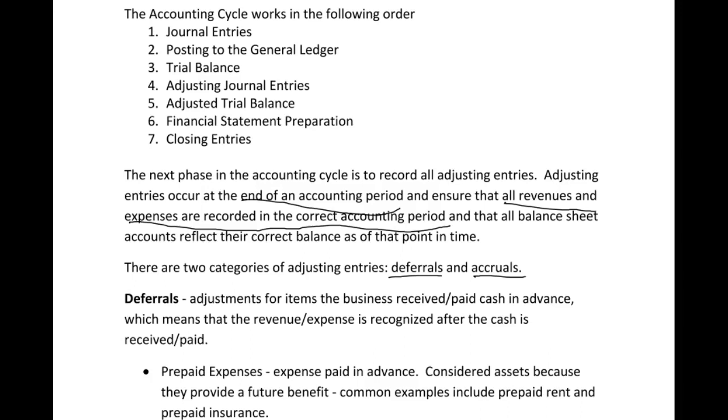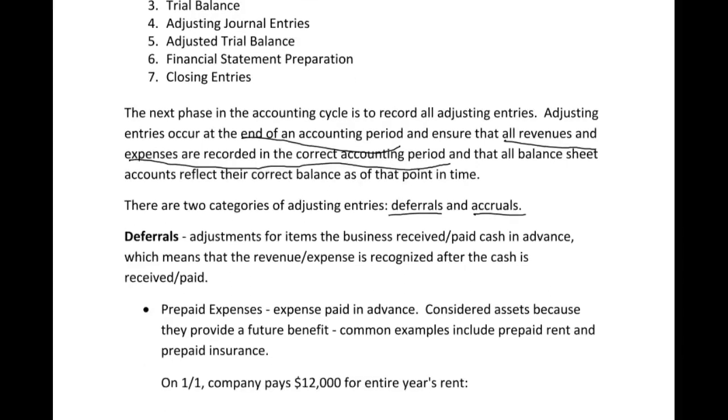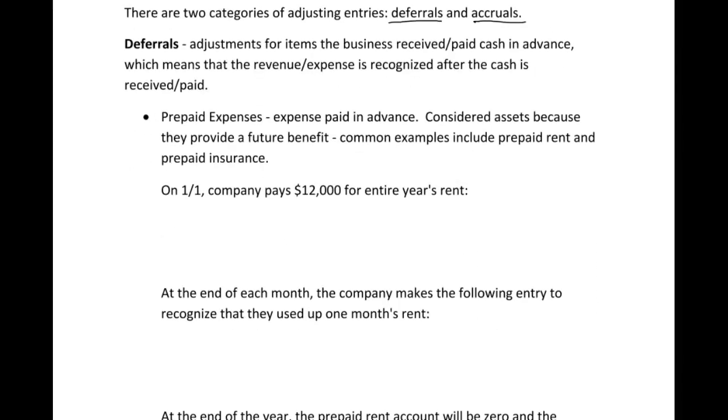All right, so what are deferrals? Deferrals are adjustments for items that the business received or paid cash in advance. This is kind of the punchline here. For these, we received or paid cash in advance, which means that the revenue and expense is going to be recorded after the cash. So cash is first.